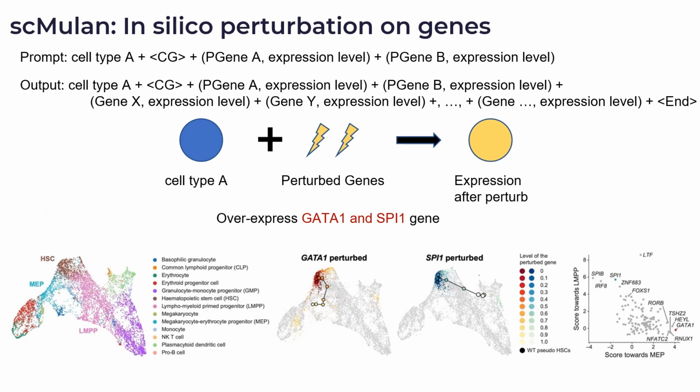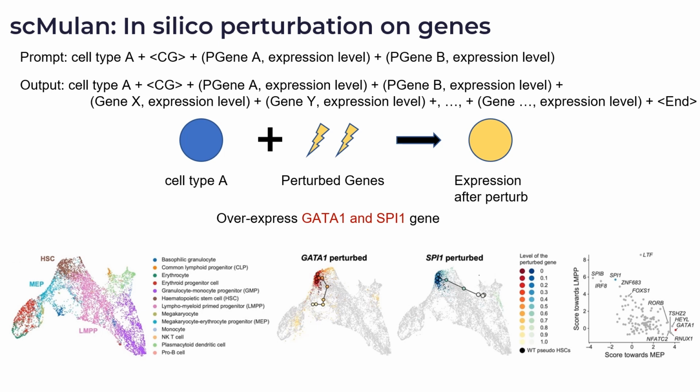Finally, let's take a look at single-cell Mulan's performance in perturbation prediction. For the gene perturbation prediction task, the model's input includes the cell's initial state and the target genes to be perturbed. The model's output generates a new gene expression profile after perturbation, reflecting the cell's altered state.